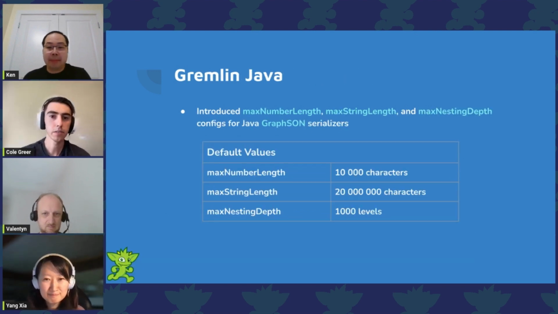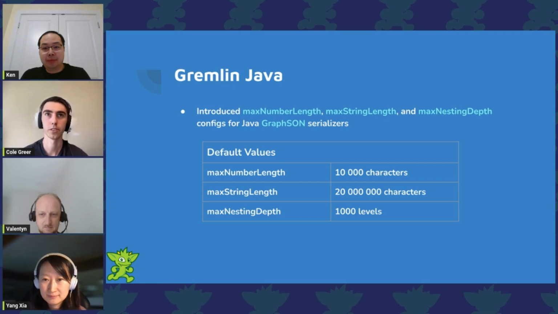One other change I want to note here is that for the GraphSON serializers in Java, so just for the Java driver and Gremlin Server, there are these new configuration options for max number length, max string length, and max nesting depth. These came as the result of an upgrade to Jackson Databind to handle a security vulnerability, and it required that these configurations get set. So you can see the default values there, what we've settled on for TinkerPop.